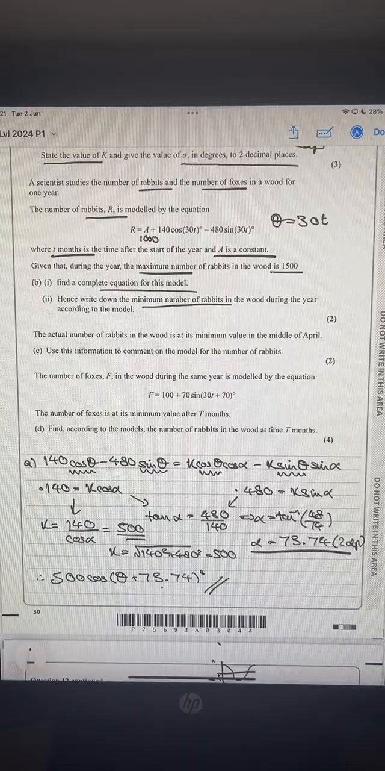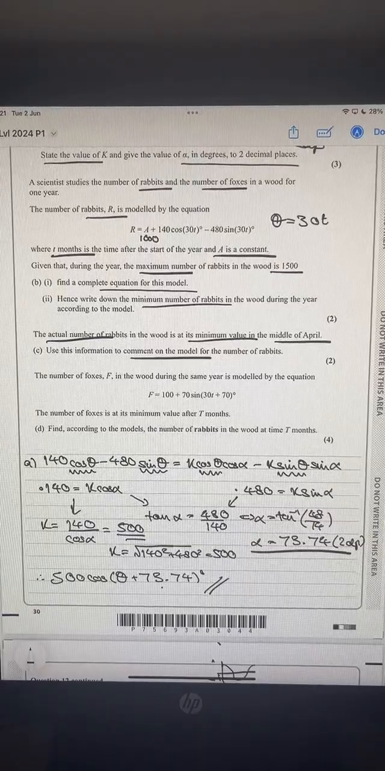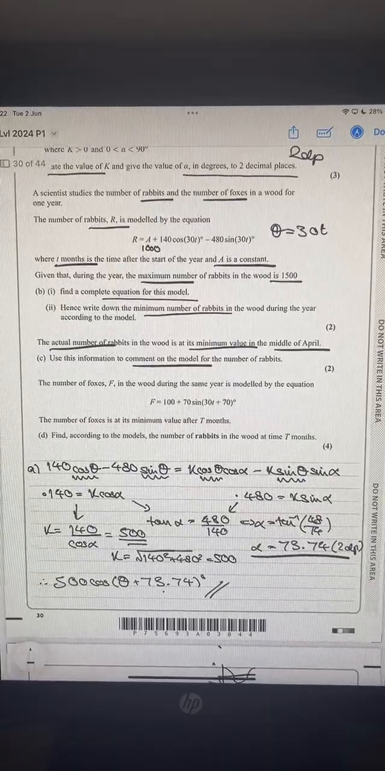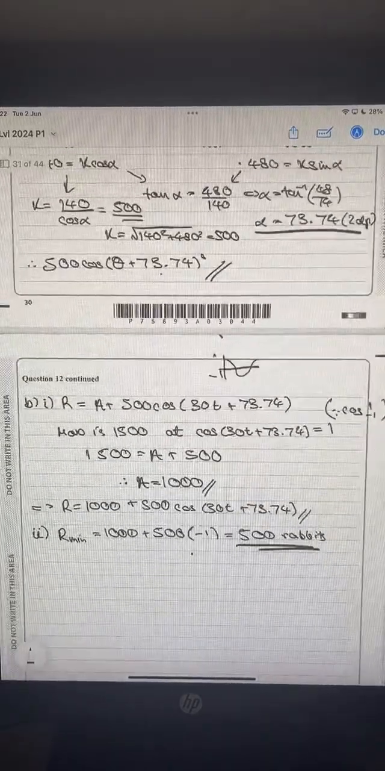Okay, nice. The actual number of rabbits is at its minimum value in the middle of April. Use this information to comment on the model for the number of rabbits. So basically, we need to verify that this minimum does indeed occur in the middle of April.